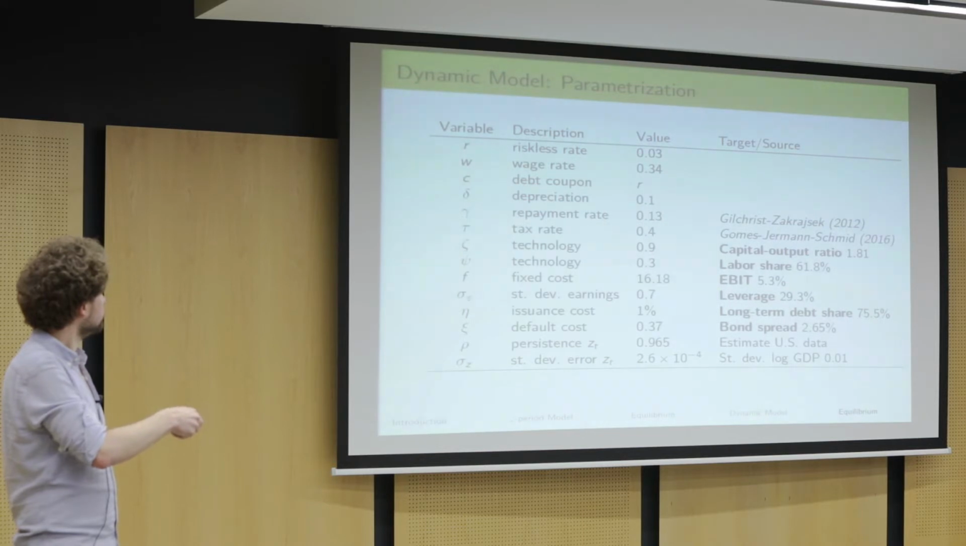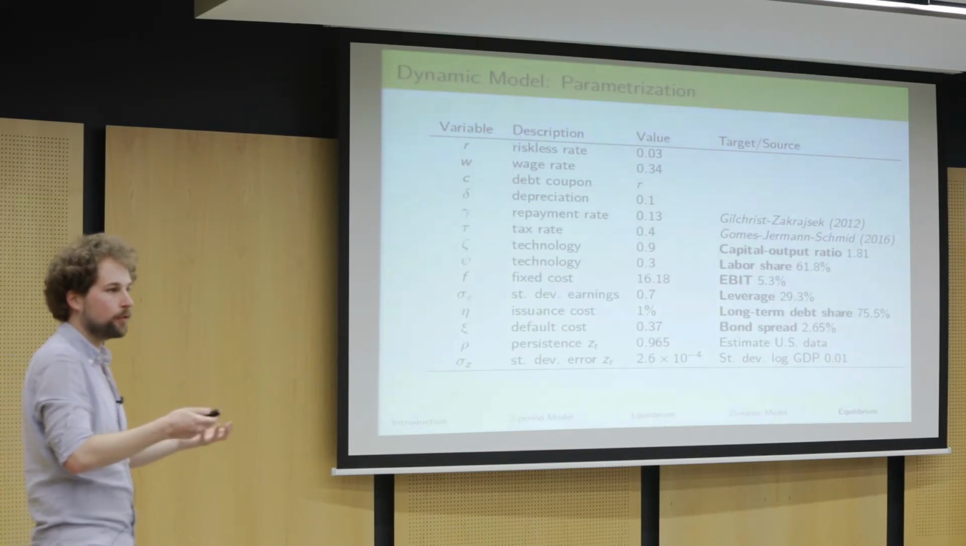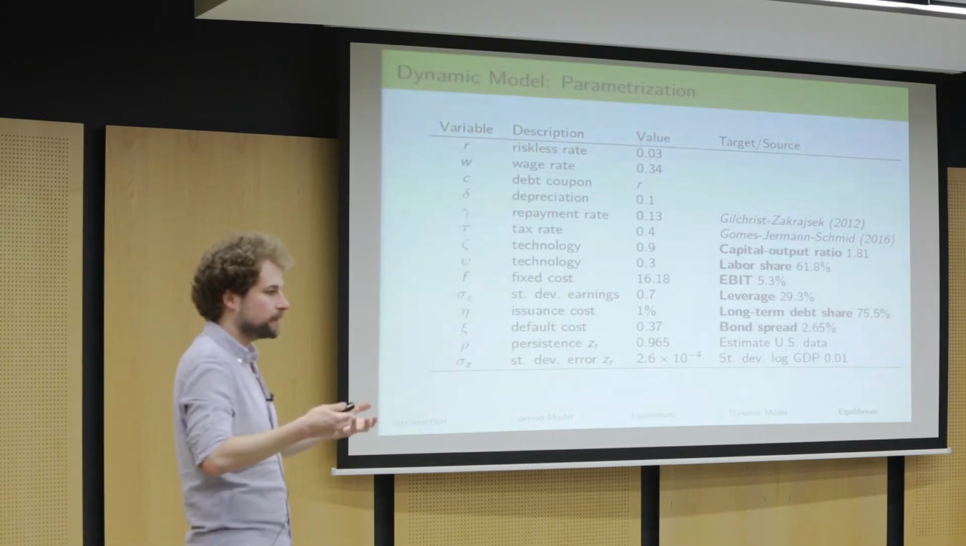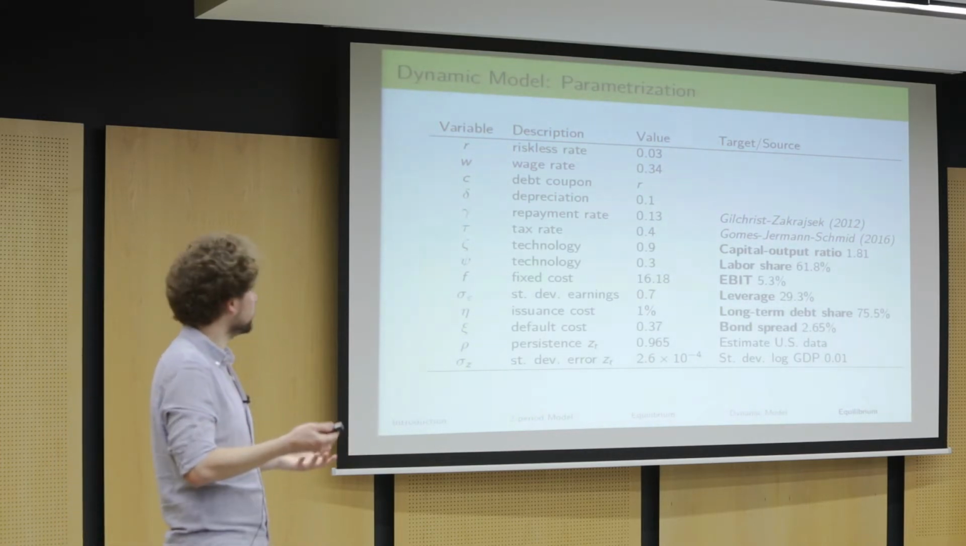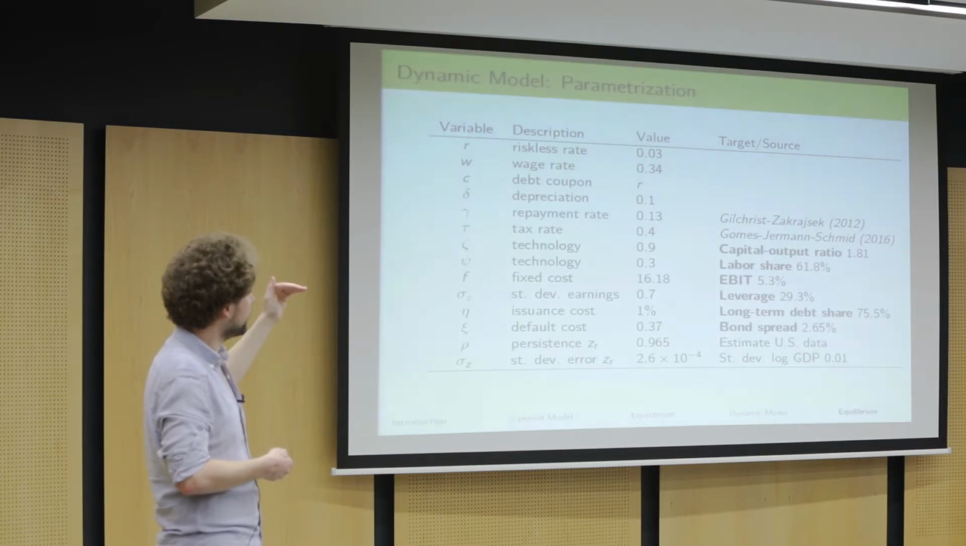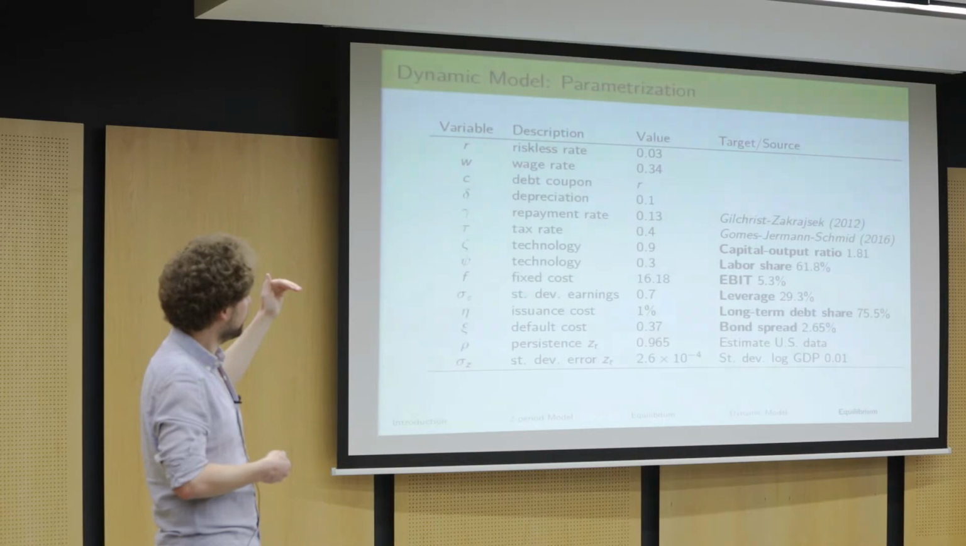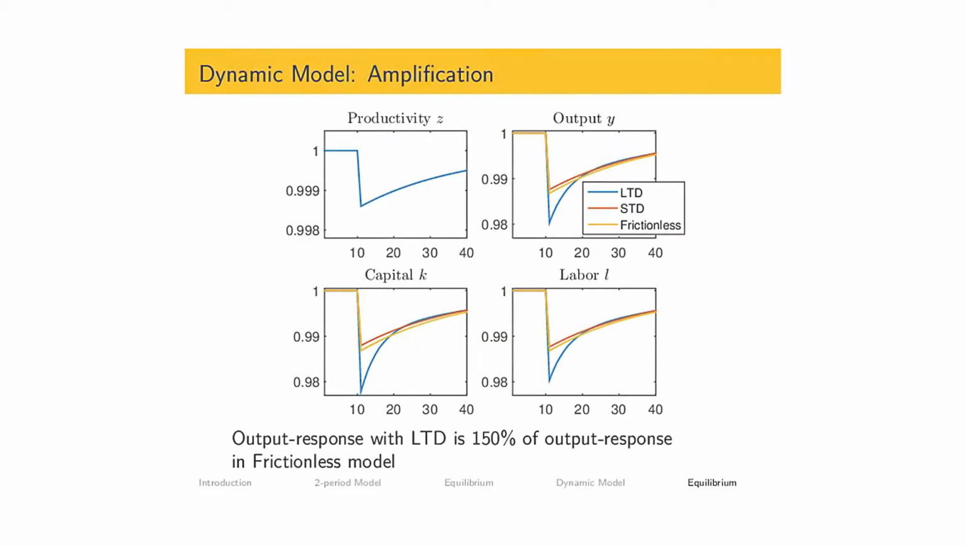And we also try to match the factor shares, because this firm only uses external financing to finance capital, not labor. So this potentially limits the relevance of this friction a bit. And importantly, we also target the leverage and long-term debt share of US non-financial corporate firms. And this is important because these also pin down the average spread. These three variables are very important for the quantitative size of our effect.